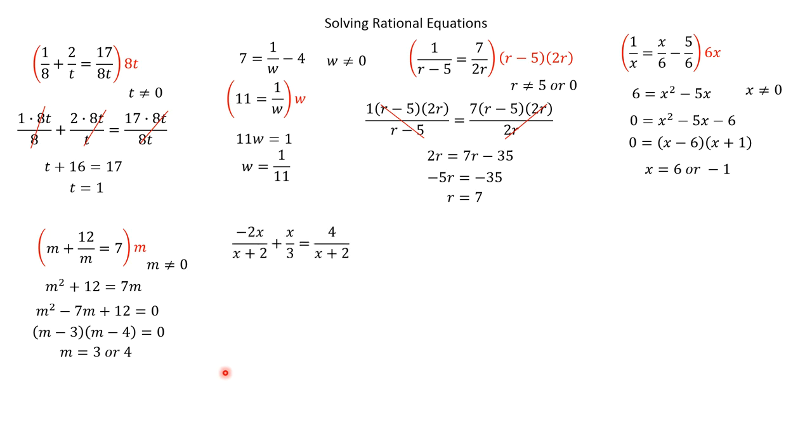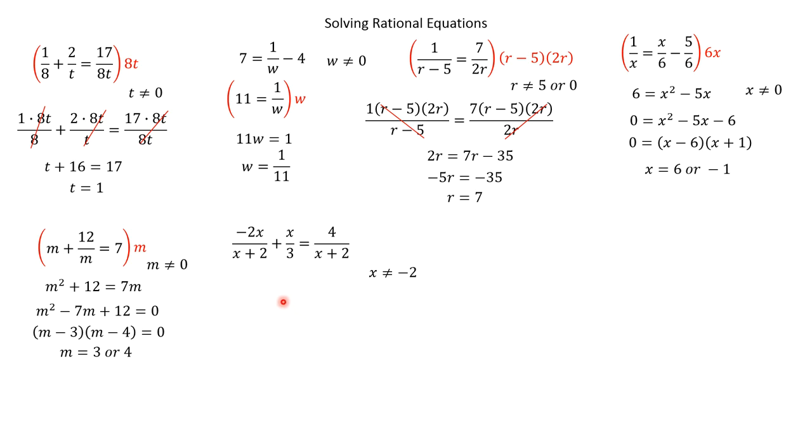Another one. So I told lots of examples today, but hopefully they should be getting kind of easier, and each one's a little different. Here we have negative 2x over x plus 2 plus x over 3 equals 4 over x plus 2. So, first thing, what can't x equal? Well, x can't equal negative 2.